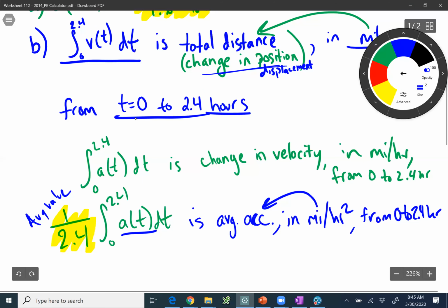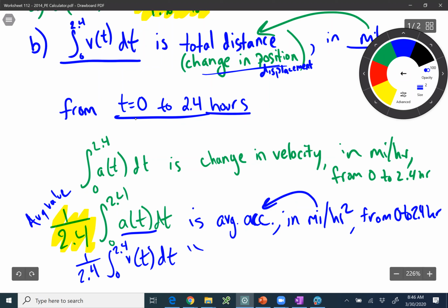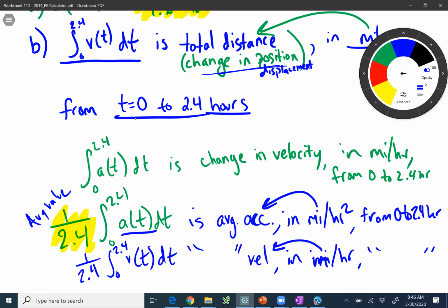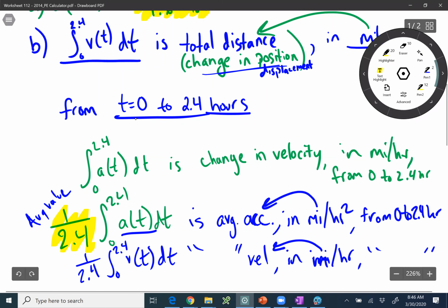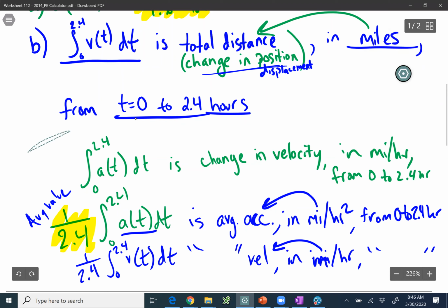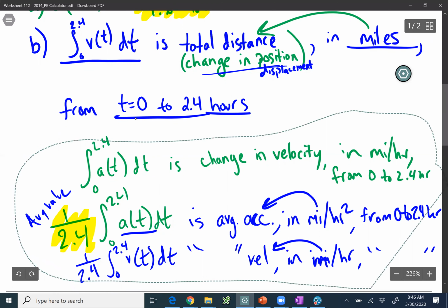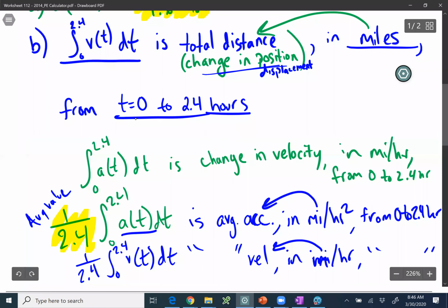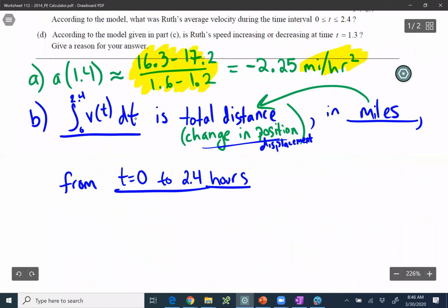If instead of a of t, we had v of t dt with the same integral, then it would be the average velocity in just miles per hour, right? Because those units will match up. So I know we had trouble with these and a lot of us were getting these wrong. So that's why I just kind of wanted to go over some different possibilities. I think once you get the hang of them, they're not too bad. It's just that there's a lot to remember. So anyways, this right here, that would be full credit.